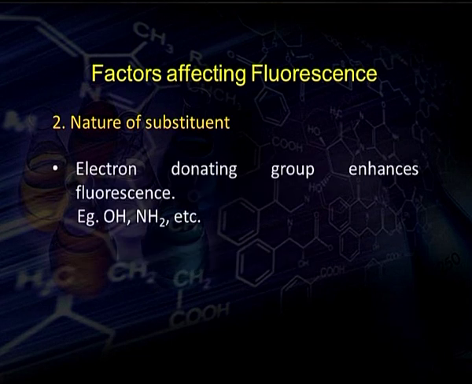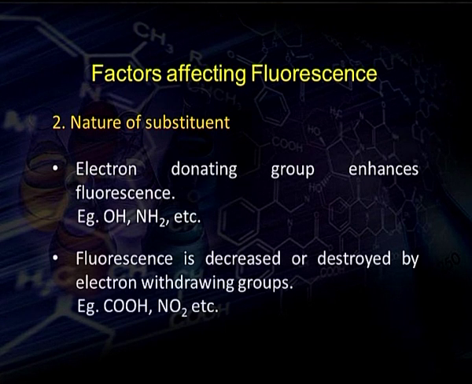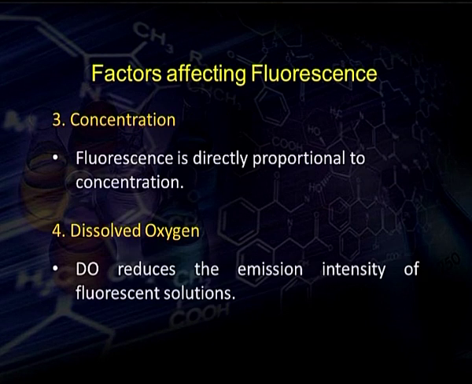Second factor is the nature of substituent. Electron donating groups enhance fluorescence. For example, OH, NH2, these donate the electron to the ring and increase the fluorescence. On the other hand, electron withdrawing groups like COOH, NO2 etc., decrease or destroy the fluorescence.